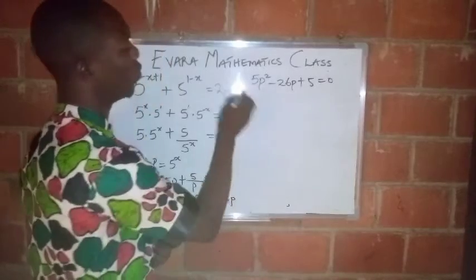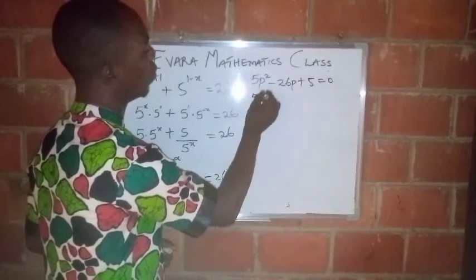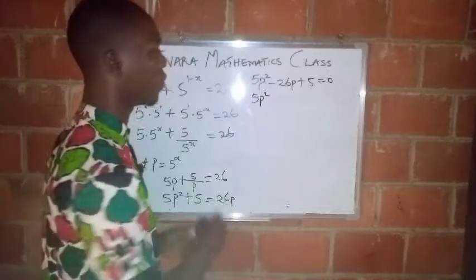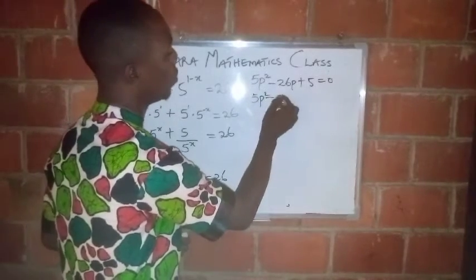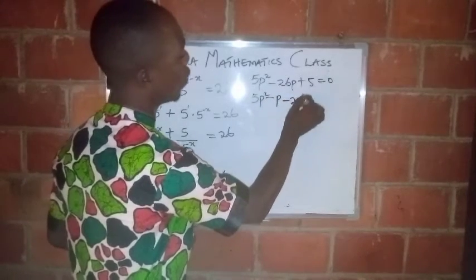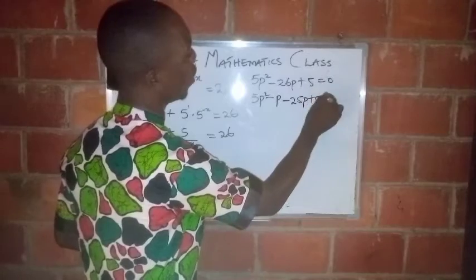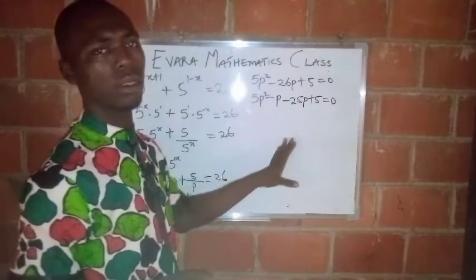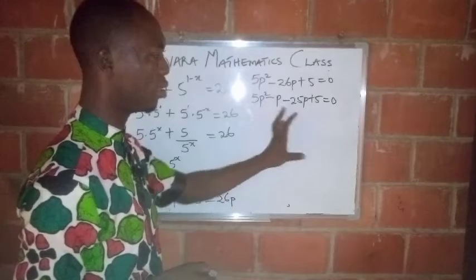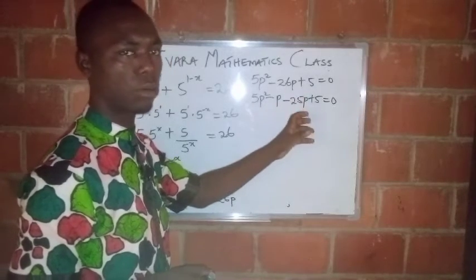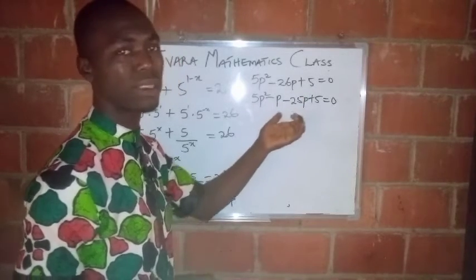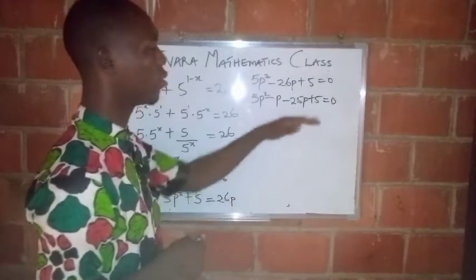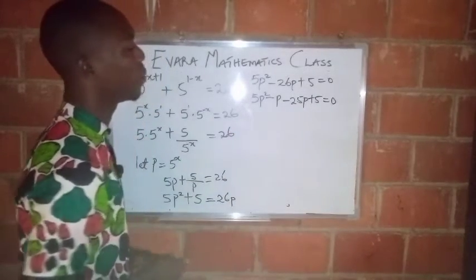So those factors will be minus 1 and minus 25. That will be minus 1p minus 25p, then plus 5 equals to 0. So for those of us who might be finding it difficult to understand this breakdown, we can quickly refer to any of the lessons on quadratic equations in our former lessons, so that we'll be able to get this properly.